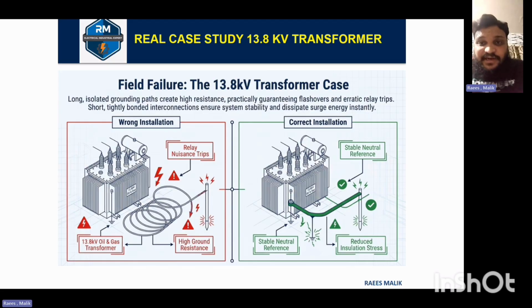So on the right side, there is appropriate installation as per NEC standard. You can say there is a stable neutral reference, a stable grounding reference, and there is reduced impedance, and we can say that the system can easily handle the surges and divert them safely.